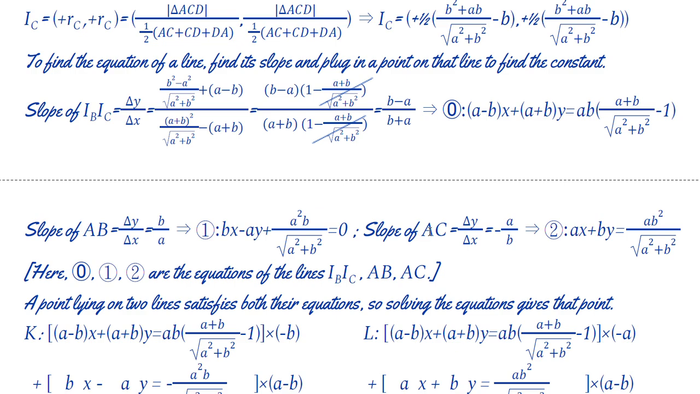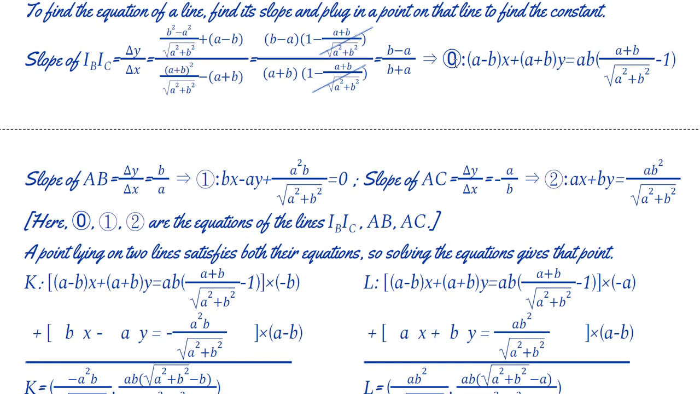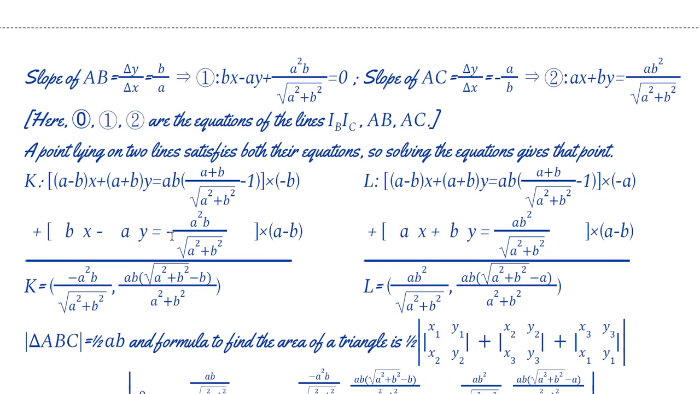And then we do the same thing to AC, and then we get AX plus BY is equal to AB squared by root A squared plus B squared. And then we'll denote these equations as 0, 1, and 2 respectively. Now a point lying on two lines satisfies both their equations, obviously. So solving the equations gives that point. That's how you can derive that point.